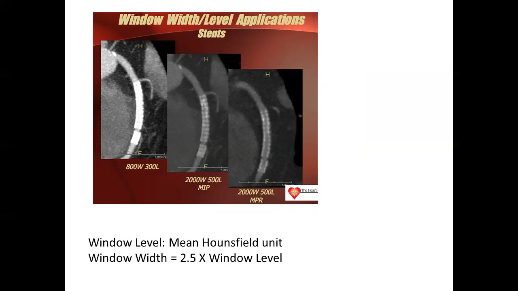There are some general recommendations. The window level has to be your mean Hounsfield unit. Window width has to be 2.5. I didn't even know these till I was putting this talk together. But as you're reading them, you will figure out by window leveling what is the right window level. So it's more intuitive than actually remembering a number.